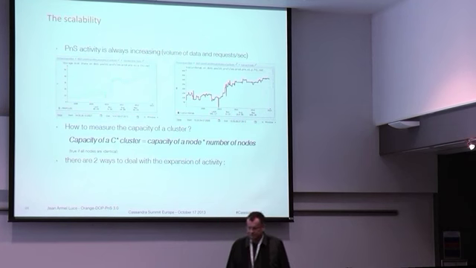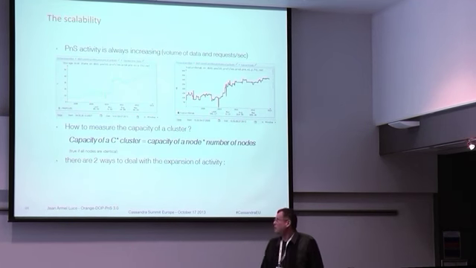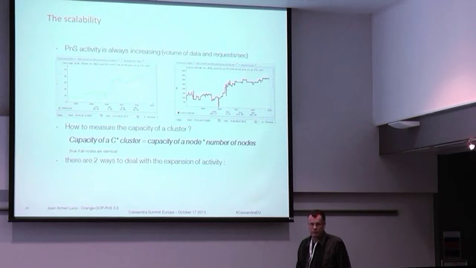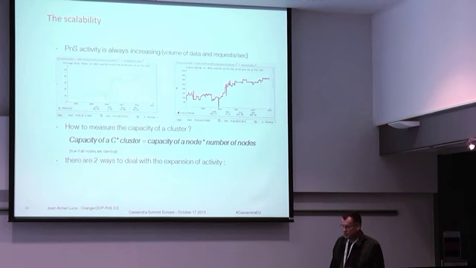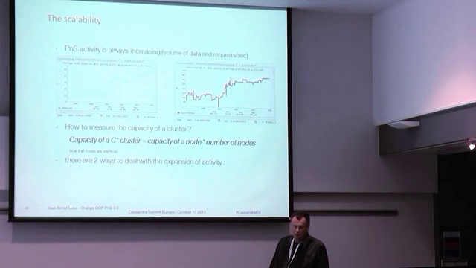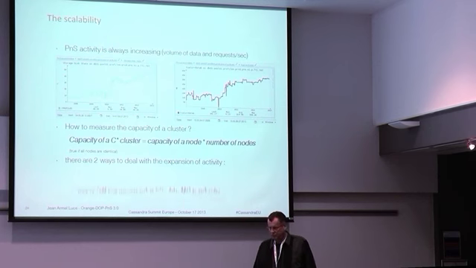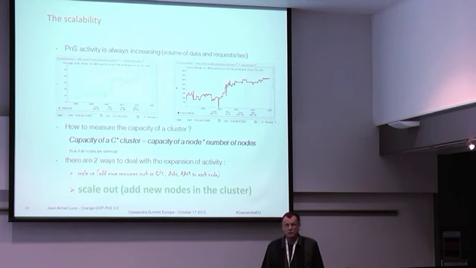About scalability, our activity is always growing, so every year we have more and more data to store, more and more queries to execute. And because Cassandra has a linear scalability, we can say that the capacity of a Cassandra cluster equals the capacity of a node multiplied by the number of nodes. So there are 2 ways to deal with this growth of activity. The first one, you can scale up. The second one, you can scale out.